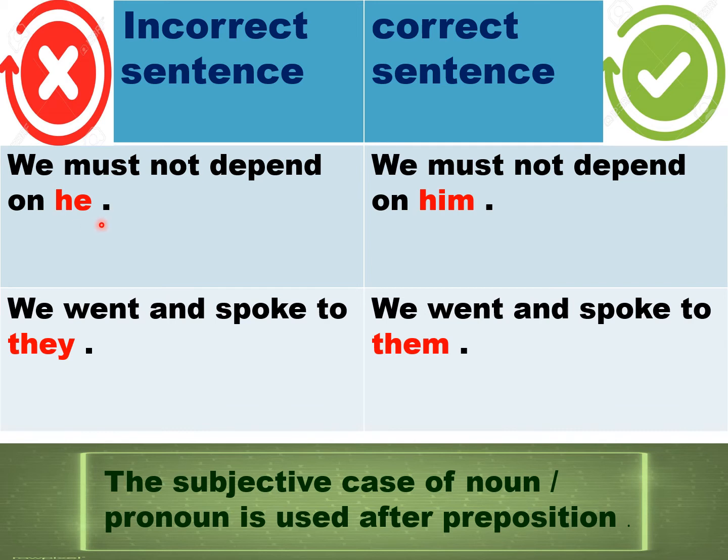Instead of he, we must use the subjective case of he. Him is the subjective case of he. We must not depend on him. We went and spoke to them. Them is the subjective case of they.